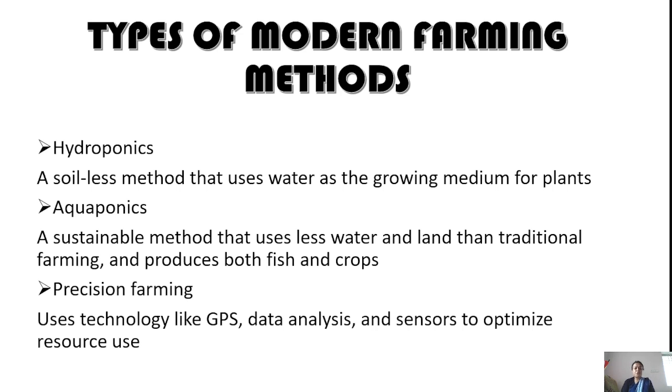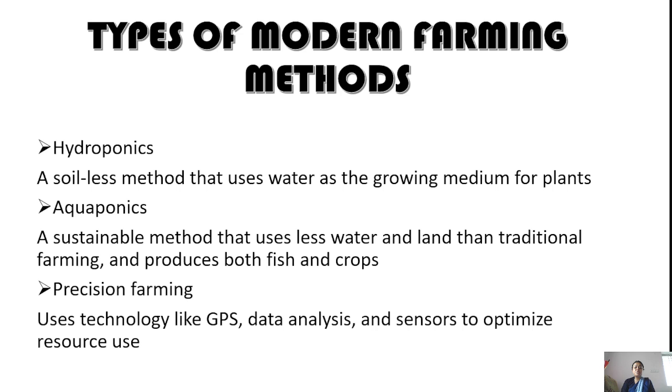First one is hydroponics. As the name suggests, hydroponics is a method where soil is used in a very minimum quantity and the plants are grown through the water. The water is the only medium through which the plants are growing. Aquaponics. It is a more sustainable method where we use less water and less land than traditional farming, and it produces both fish and crops. That means it helps in both fish culture as well as cropping.